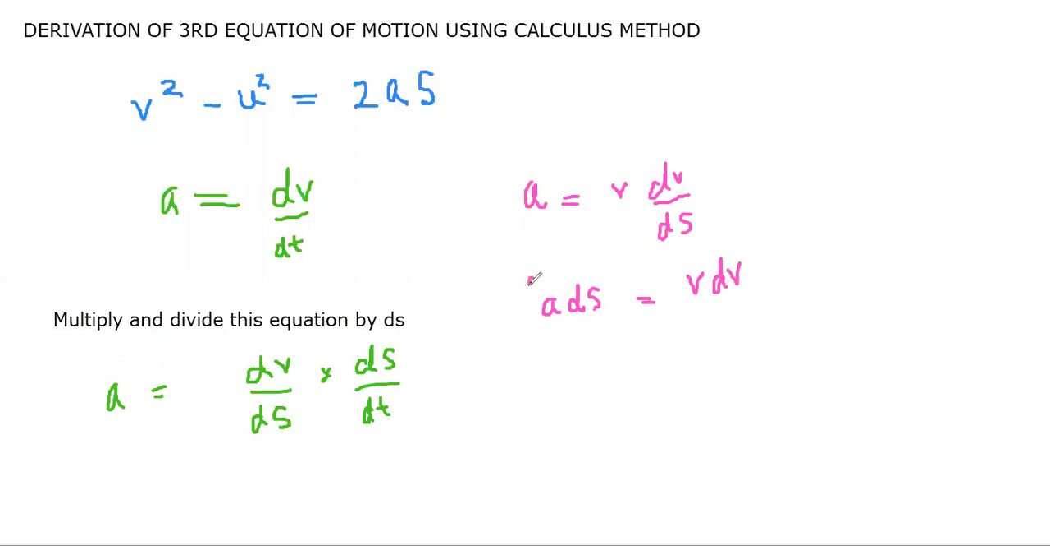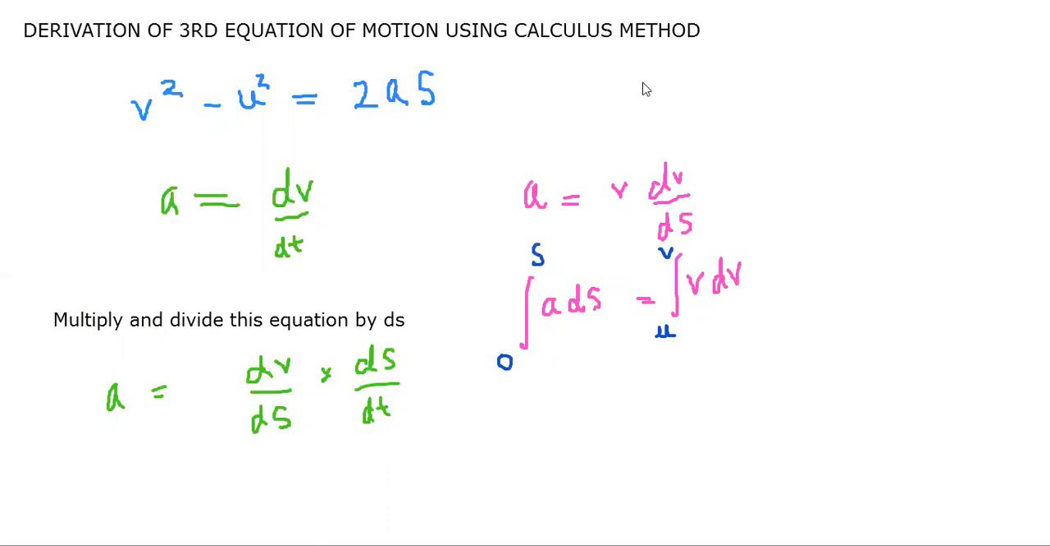Now to find the real equation, you have to integrate and put the limits. Here you have to put limits of velocity. So velocity ranges from u to v, so the lower limit would be u and the upper limit would be v. Similarly, distance ds ranges from 0, starting from the initial point, to s, that is the total distance.